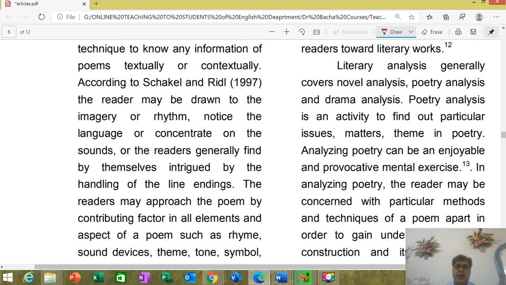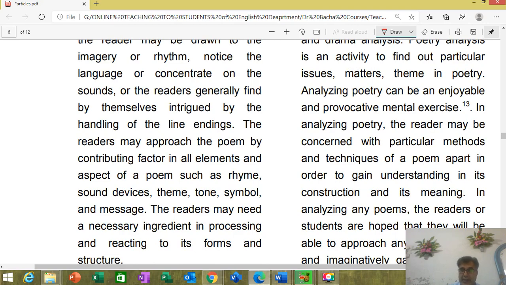Mostly, literary analysis generally covers novel analysis, poetry analysis, and drama analysis. And poetry analysis is basically an activity to find particular issues, matters, and themes in poetry. Analyzing poetry can be an enjoyable and provocative mental exercise. Provocative means it gives you some trouble, but still it is very good. In analyzing poetry, the reader may be concerned with particular methods and techniques of the poem in order to understand its construction and its meaning.